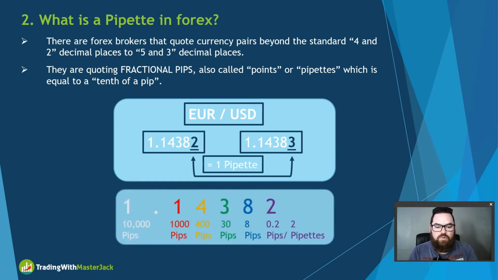And just to give you an overall picture of pip value, you'll see here on a currency quote of the Euro and USD, where the 1 before the decimal place is 10,000 pips, and the first place after the decimal mark is 1,000 pips. Second decimal place is 400 pips. The third decimal place is 30 pips, and the fourth decimal place is 8 pips. Then we have the fifth decimal place, which is actually 0.2 pips, or 2 pipettes.